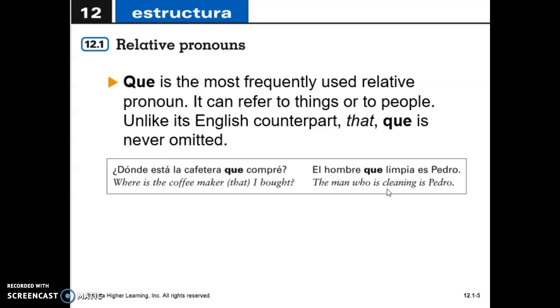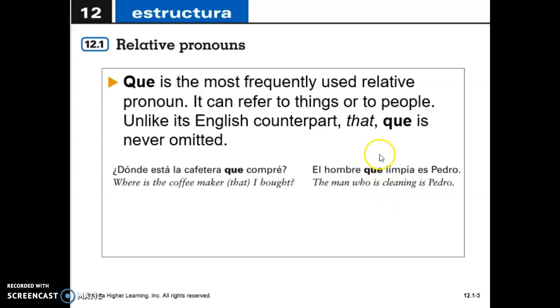Now, in here you also have that example that I was also explaining, that que can also be used to refer to people, okay? So we can actually say, el hombre quien limpia es Pedro. That is perfect, that is acceptable as well. That is perfectly acceptable. That's what I wanted to say.